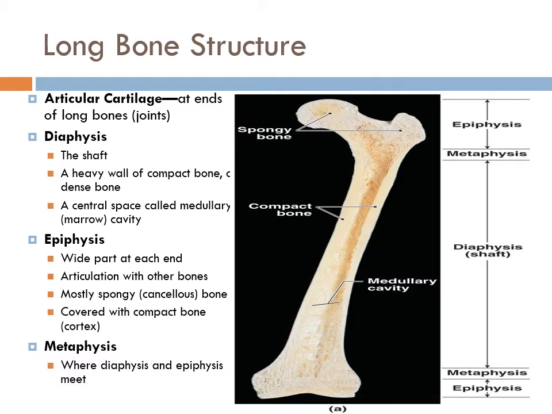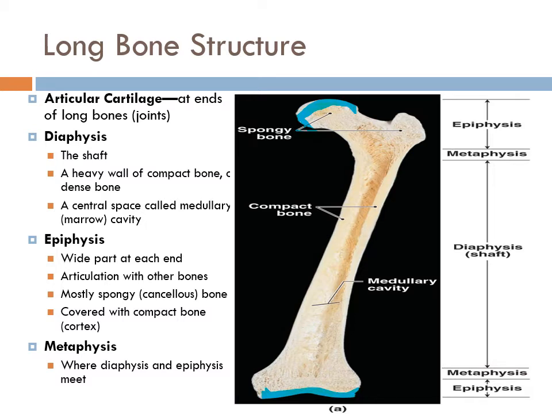Next, we're going to look at the structure of a long bone. So here it's showing us the femur, but every long bone has the same general pieces and parts. So that's what we're going to look at now. So the bones have articular cartilage, which is hyaline cartilage at the ends of the bone. So where the bones come together and make joints with other bones. So on this bone, the cartilage would be around the head here, and then on the condyles down here.